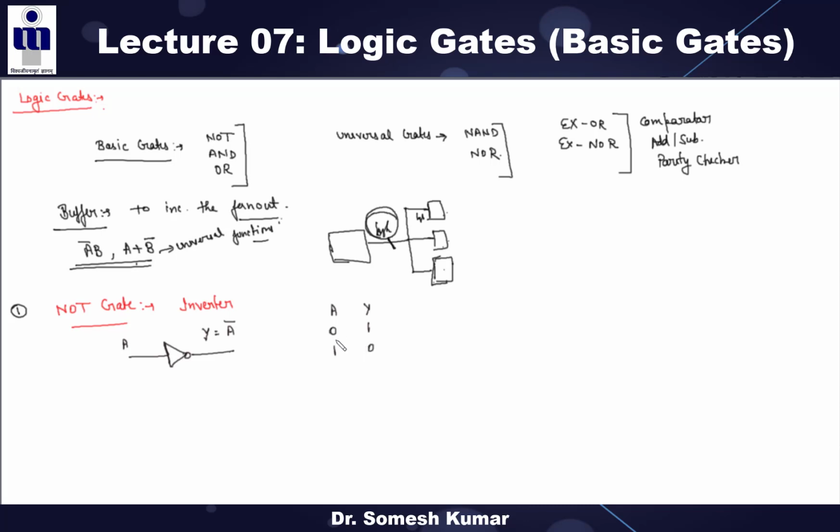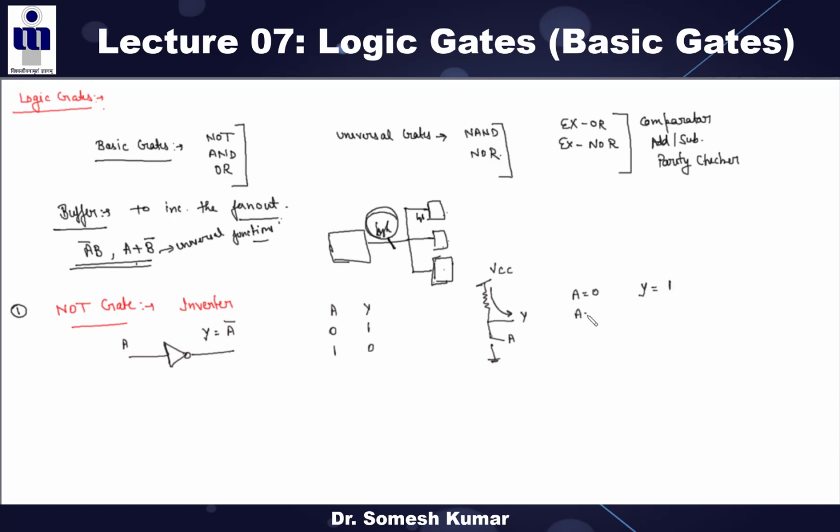And we can already represent this gate with a switch. How can we represent the NOT gate with a switch? Here we are providing the VCC. What happens if A is 0? If A is 0, this switch is open, then the whole current will pass from this power supply to the output, and the output is 1.